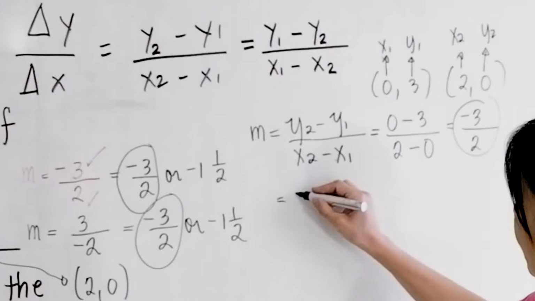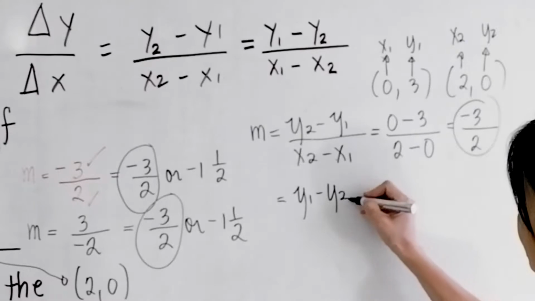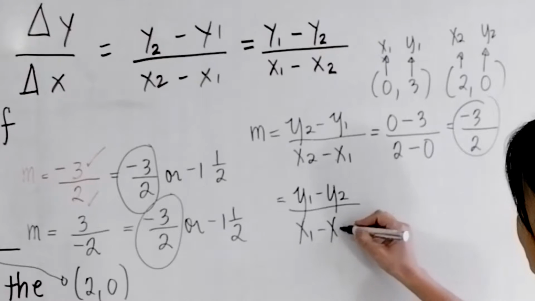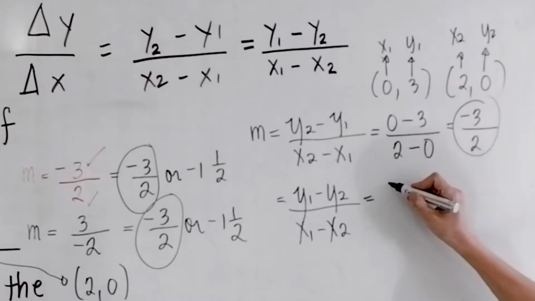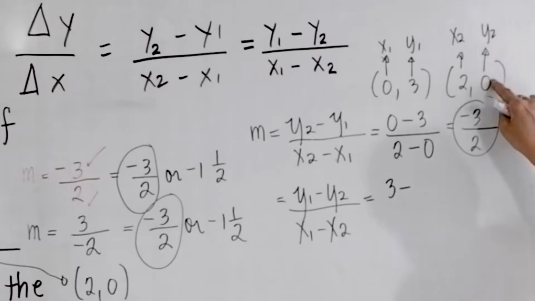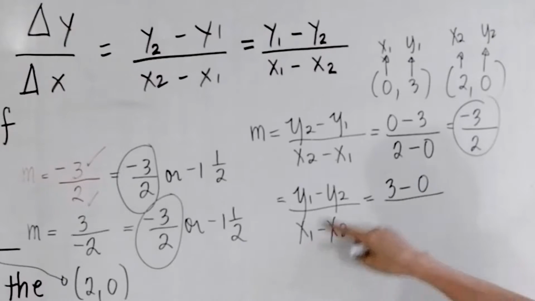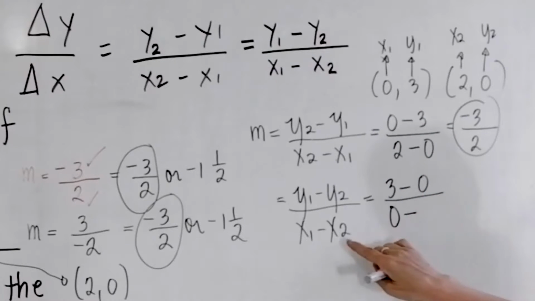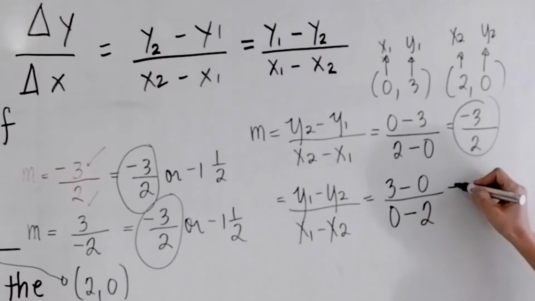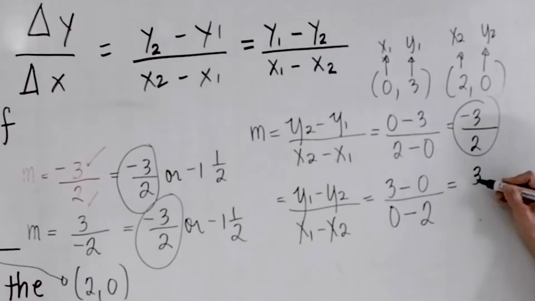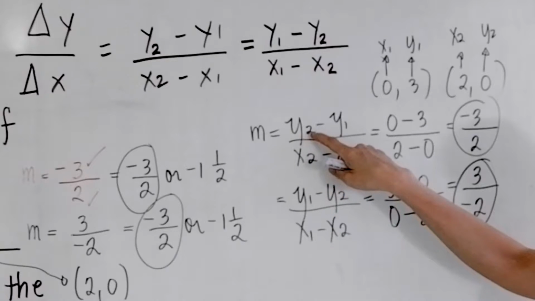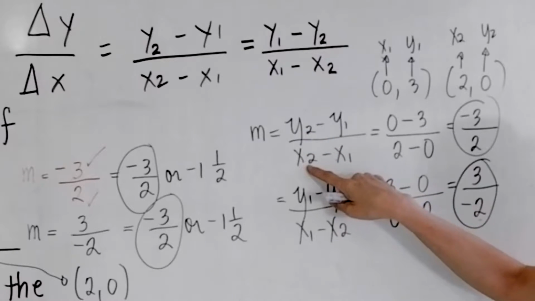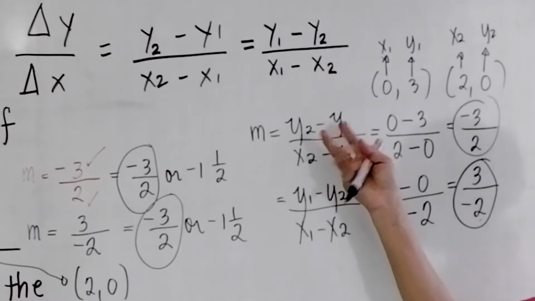Now, Mrs. O, what if I use y sub 1 minus y sub 2 over x sub 1 minus x sub 2? I'll show you. So if it is y sub 1, we get 3 minus y sub 2, which is 0, over x sub 1, which is 0, minus x sub 2, which is 2. 3 minus 0 is 3 over negative 2. You will be getting the same answer, provided when you use y sub 2 first, it should be x sub 2 first. You can't interchange them.